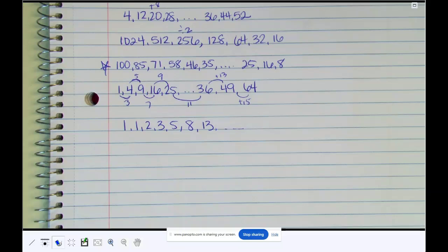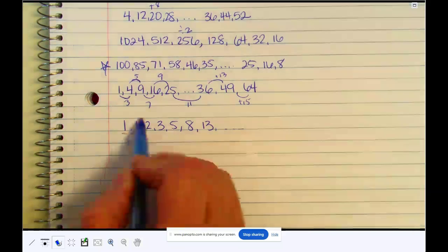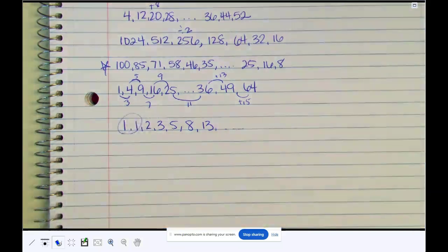Take these two numbers. What do they add up to? What do these two numbers add up to? 3. What do these two numbers add up to? 5. Oh, you got it. What's the next one? 21. So this is called the Fibonacci sequence, named after Fibonacci, because he's an Italian guy that is the one that came up with this.